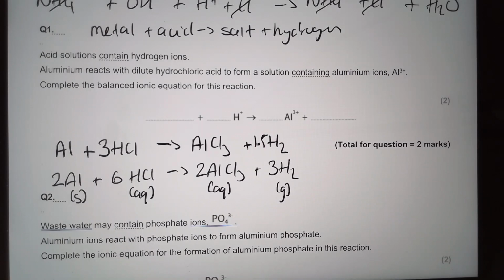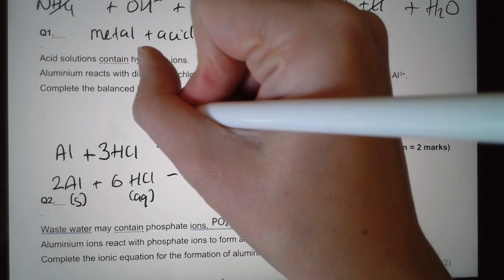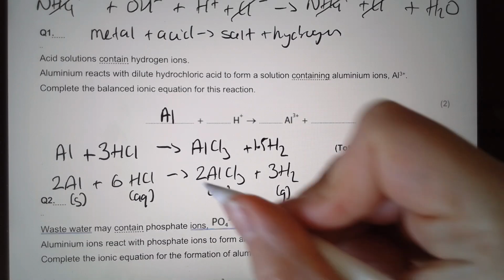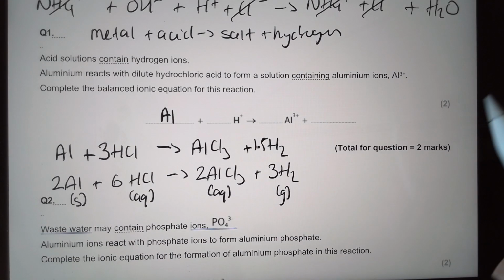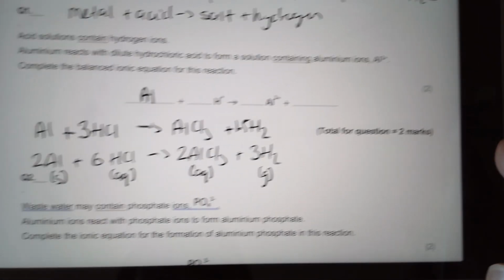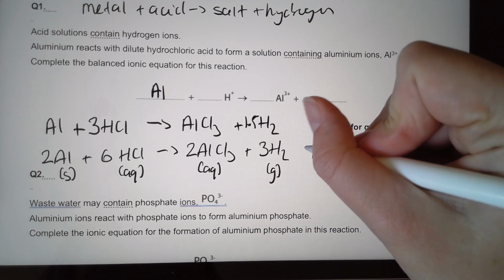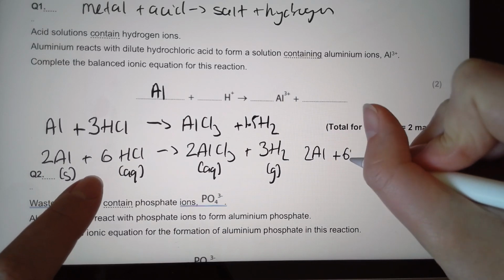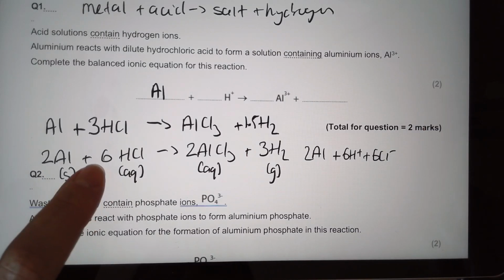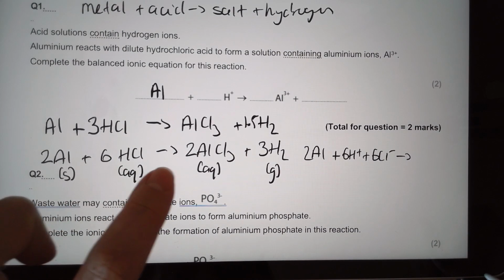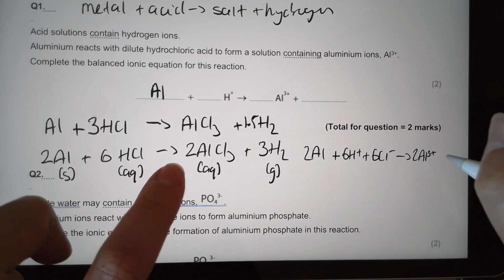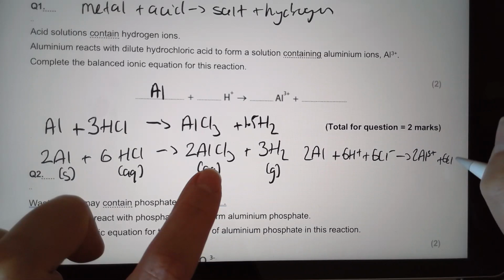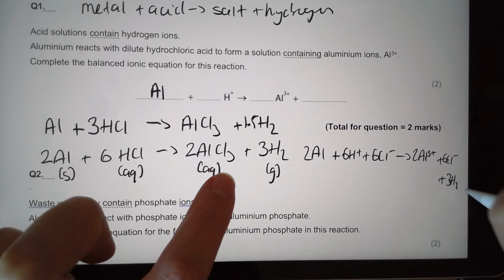So now that I've got my full balanced equation, I can turn it into an ionic equation. Aluminium doesn't contain any ions, so I'm going to be writing that as is, as Al. I'm then going to have H plus and Cl minus. So I would have 2Al, then I've got my 6H plus and my 6Cl minus, so I'm separating. And on the other side, you can see it's aqueous, so it's going to split, and I'm going to have 2Al3 plus, and 2 times 3, 6Cl minus, and then my H2 is not going to split.